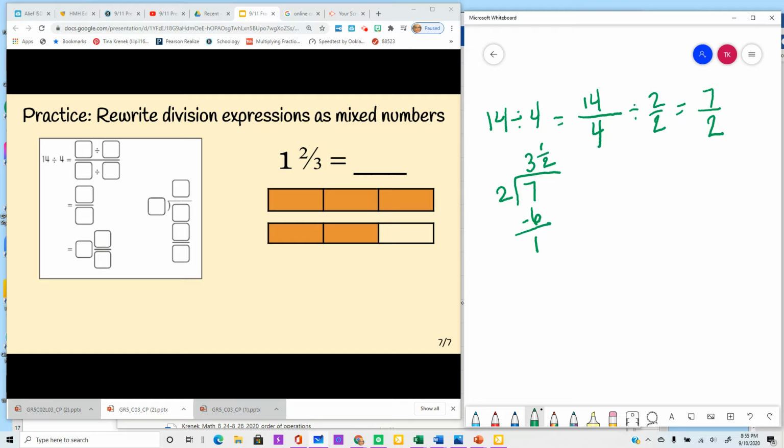Or we can start with the 14 and divide it by 4. How many groups of 4 can we make from 14? 3. 3 times 4 is 12. And I have 2/4. Well, 2/4 is equivalent to 1/2. So I would have to simplify that. So I would have 3 2/4. I would divide the 2/4 by 2 over 2, which would give me 3 1/2.